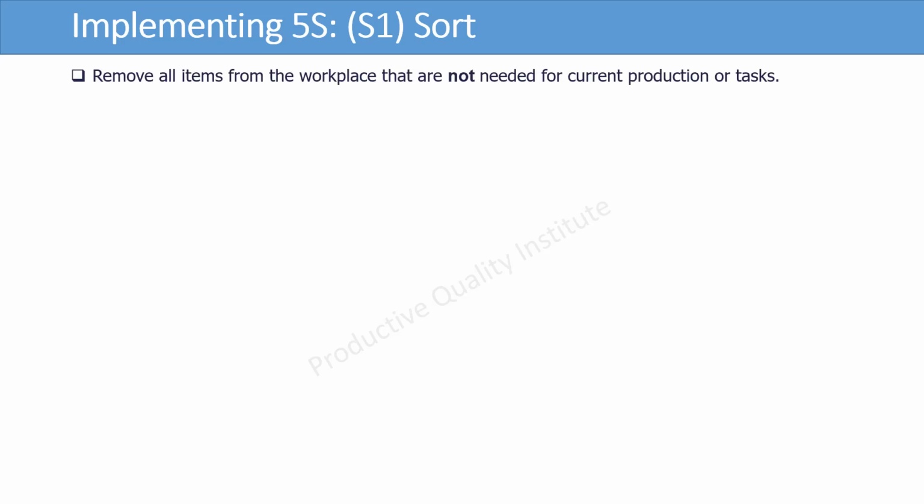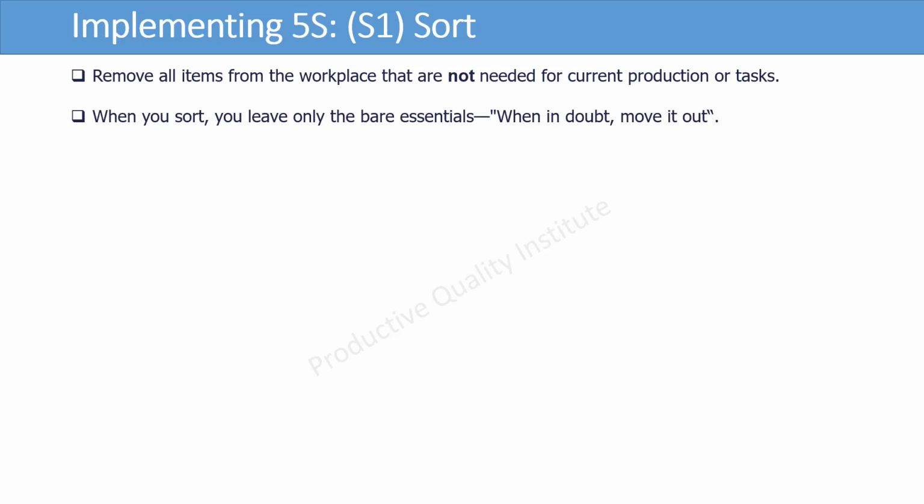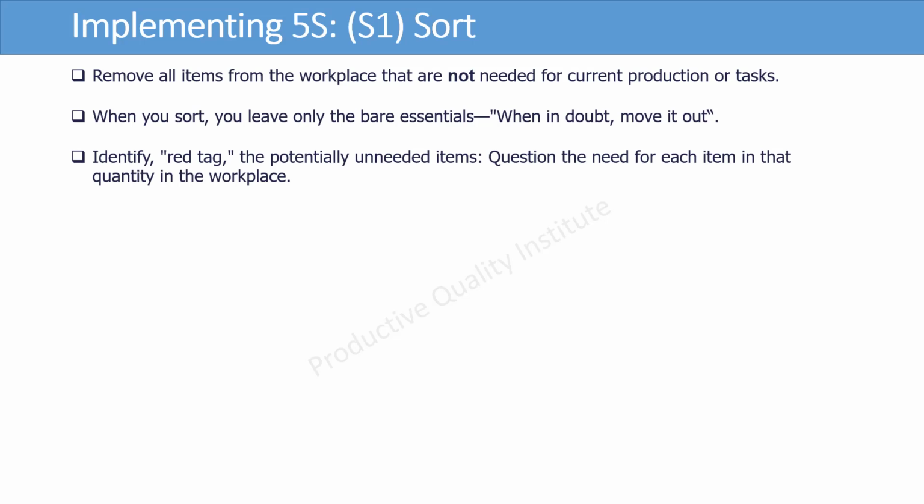Implementing 5S. S1, Sort. Remove all items from the workplace that are not needed for current production or tasks. When you sort, you leave only the bare essentials. When in doubt, move it out. Identify, red tag, the potentially unneeded items, question the need for each item, in that quantity, in the workplace.